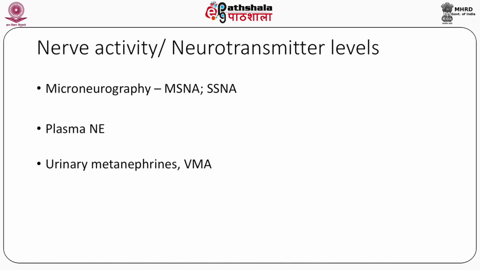Finally, we can also do localized studies of the autonomic nervous activity and neurotransmitter levels. There is a technique called microneurography, in which small electrodes are placed at the various autonomic nerves near the muscle and the skin, and we can quantify their activity in terms of bursts of firing. And similarly, circulating neurotransmitter assays can be done through the assessment of plasma norepinephrine, and the catabolites of catecholamine metabolism like urinary metanephrines and vanillylmandelic acid, VMA, can be measured.